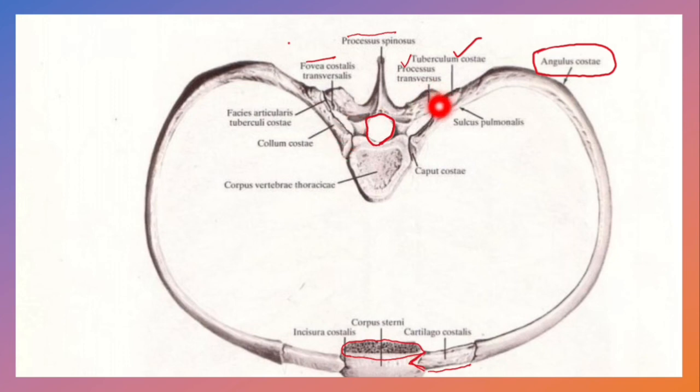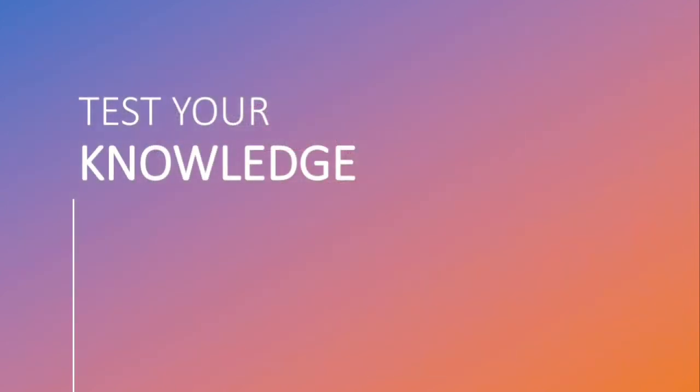Digging deeper into this joint, you can see the fovea costalis transversalis and the facies articularis tuberculi costae, forming this important joint. Here you can see the neck, collum costae. And of course the foramen, very important. What does it carry? The spinal cord.